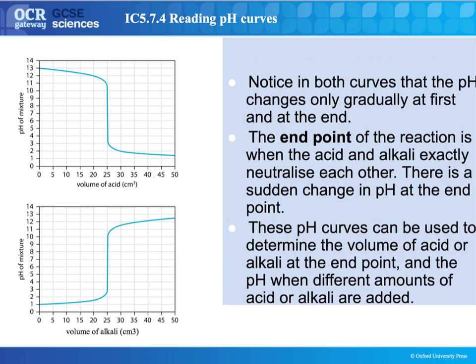In terms of key language you need to be aware of here are these points here, the end point of the reaction. It's when the solution is neutral, i.e. when the pH is 7. In both these situations the pH is 7, the pH is neutral when you've added 25 cubic centimetres of acid or 25 cubic centimetres of alkali to both of the different situations. This isn't always the case, it's just the case on these two graphs.